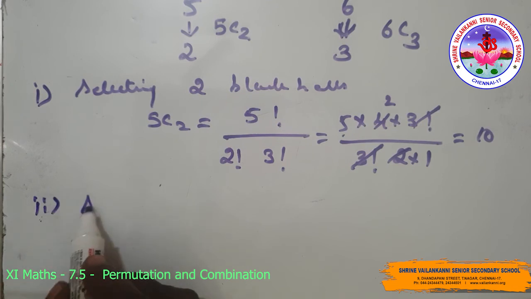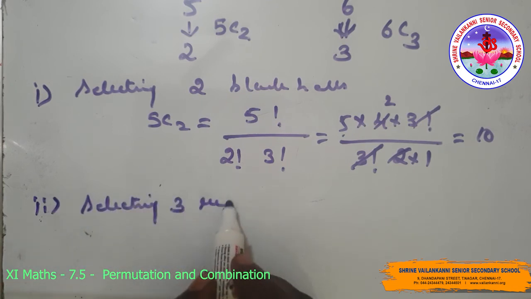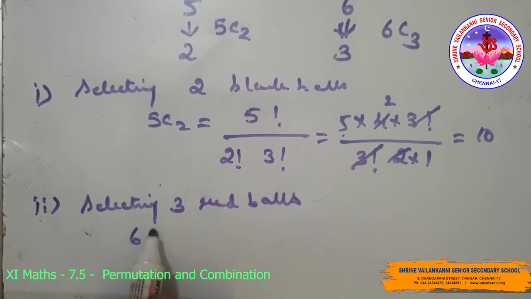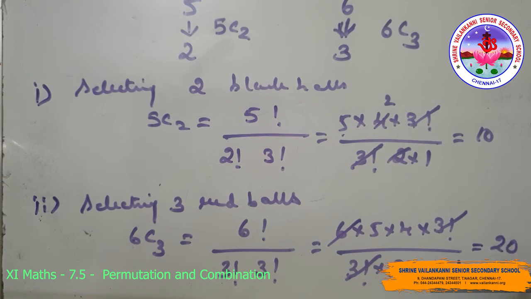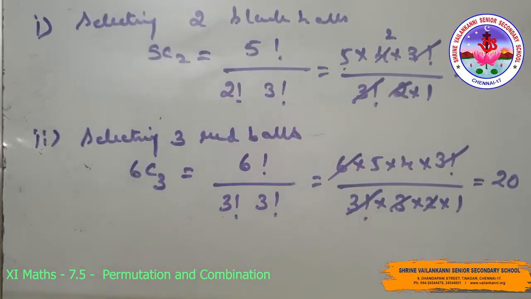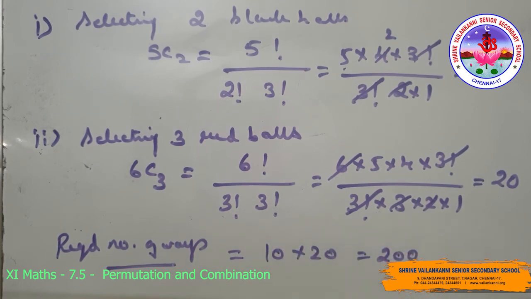And the second part is selecting 3 red balls from 6 red balls. That is 6C3. Using the formula, 6 factorial by 3 factorial into 6 minus 3, which is 3 factorial. So we get 6 into 5 into 4 into 3 factorial by 3 factorial and 3 into 2 into 1. So cancelling this, 3 into 2 is 6. We can cancel this. We get 5 into 4, which is 20. Then the required number of ways of selecting 2 black balls from 5 and 3 red balls from 6, using the fundamental principle of counting, is 10 into 20, which is 200.